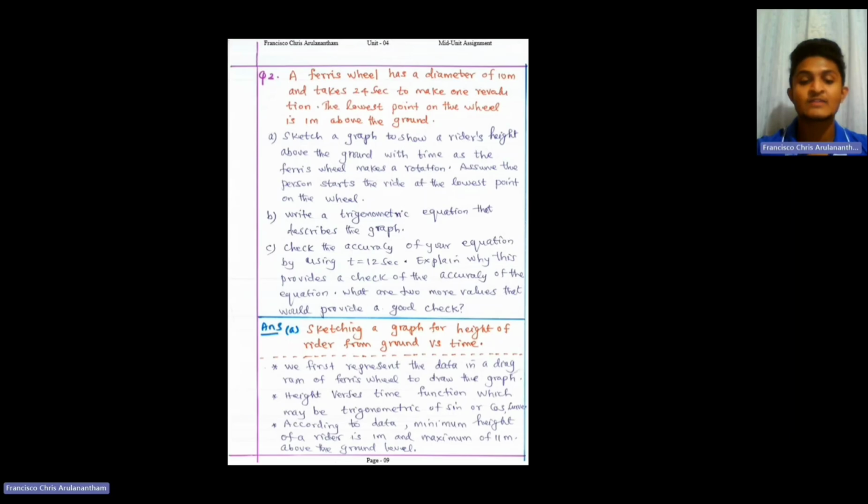Sketching a graph for height of rider from ground versus time. First, we represent the data in a diagram of the Ferris wheel to draw the graph. The height versus time function may be a trigonometric sine or cos curve. According to the data, the minimum height of a rider is 1 meter and the maximum is 11 meters above the ground level.